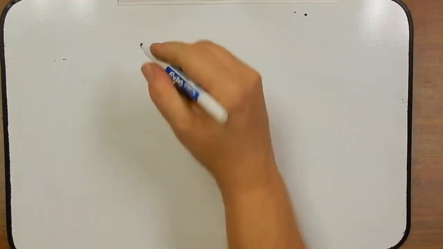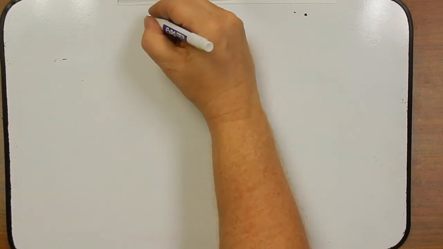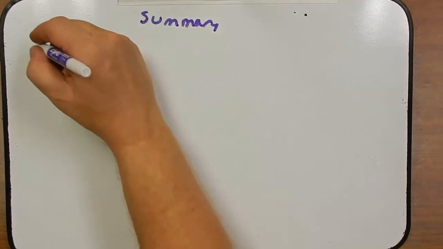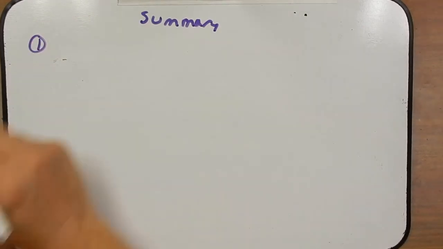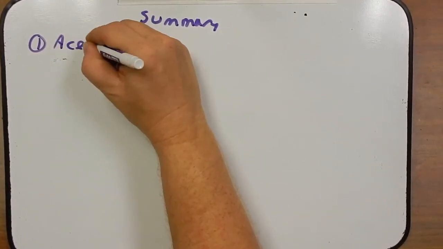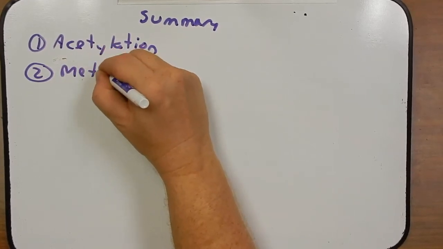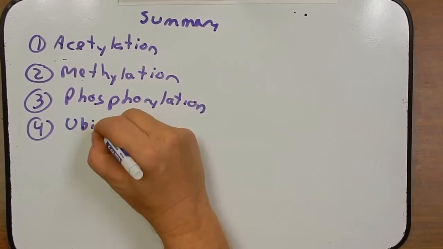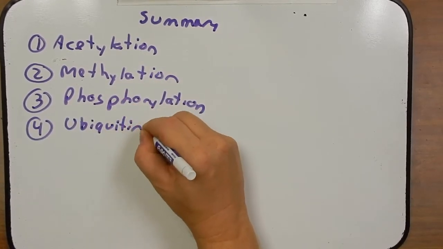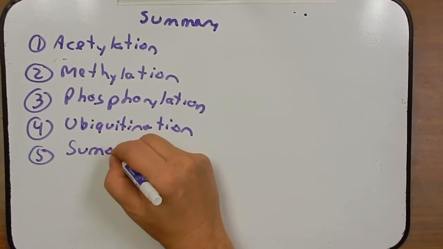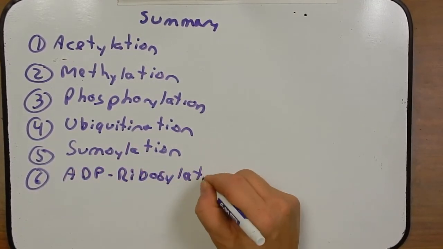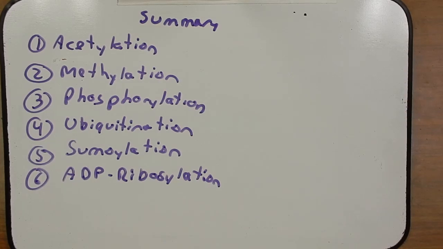All right, well that ends this podcast. So I think it's time to have a short summary. We covered quite a bit in our discussion of histone modification. We talked about several kinds of modifications. We talked about acetylation, methylation, phosphorylation, ubiquitination, sumolation, and finally ADP ribosylation. There's other kinds of modifications as well, but I just talked about these 6.